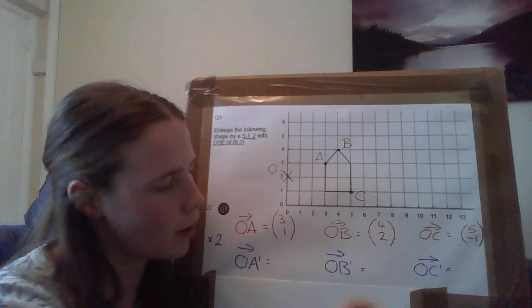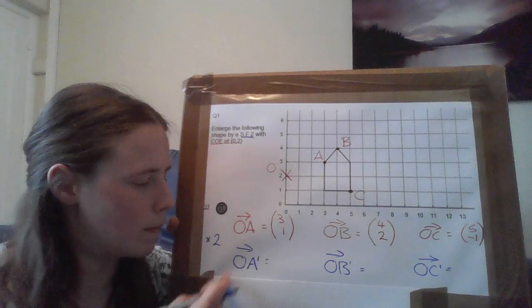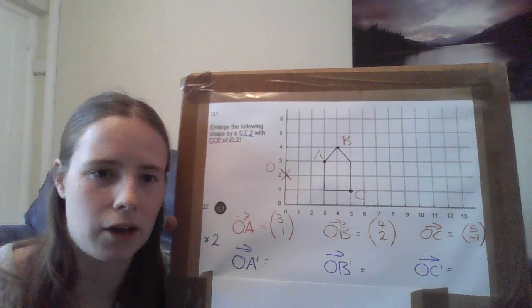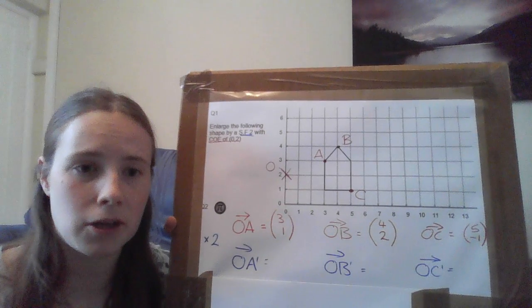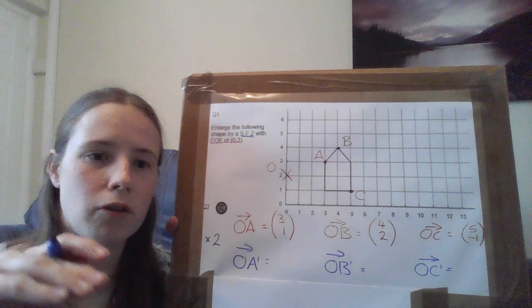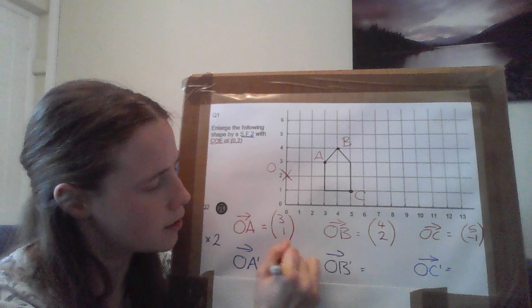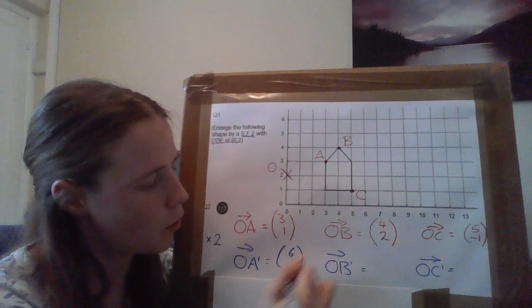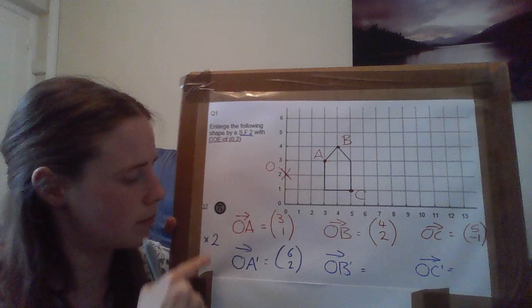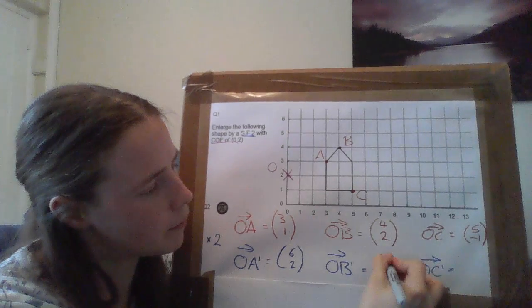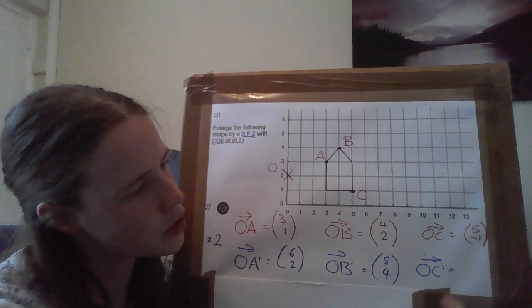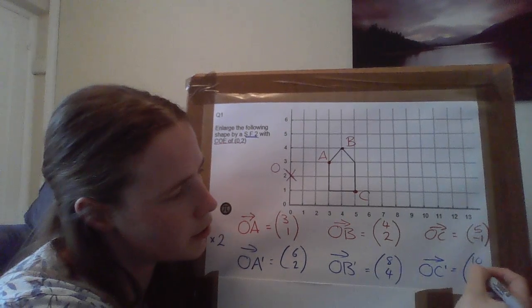Some of you might want to pause the video now and have a go, or maybe watch me do the first one and then pause and have a go. So all I need to do is times this vector here by 2. So going 3 across and 1 up, doubled, is 6 across and 2 up. All I'm doing is timesing both of these numbers by this number here. For the next one, I'm going to get 8, 4. And for the last one, I'm going to get 10, minus 2.